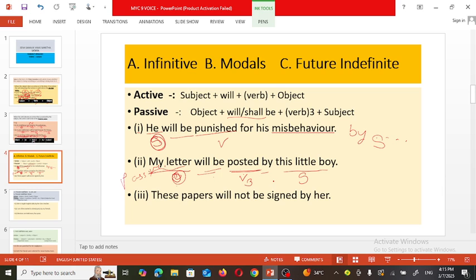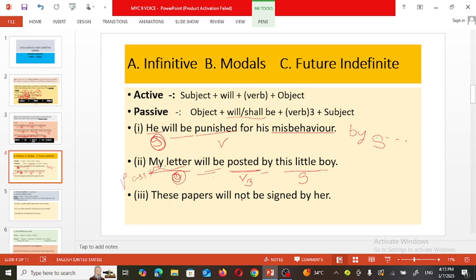Suppose we have to change the same sentence into the active voice. How can we write it? This little boy will post my letter. Not posted, but will post my letter. Now see the next example.